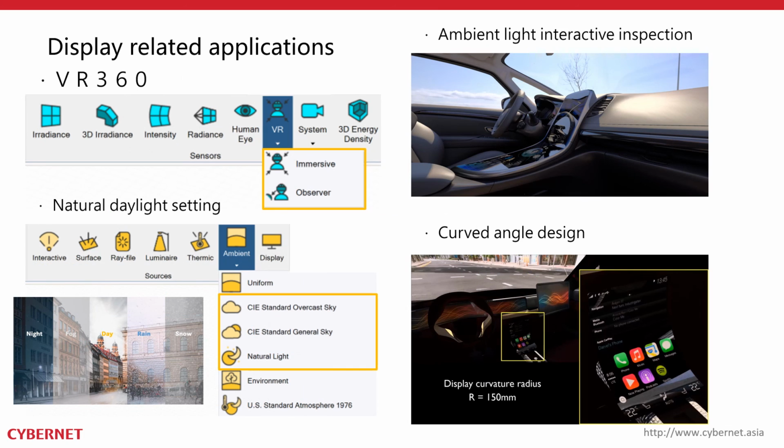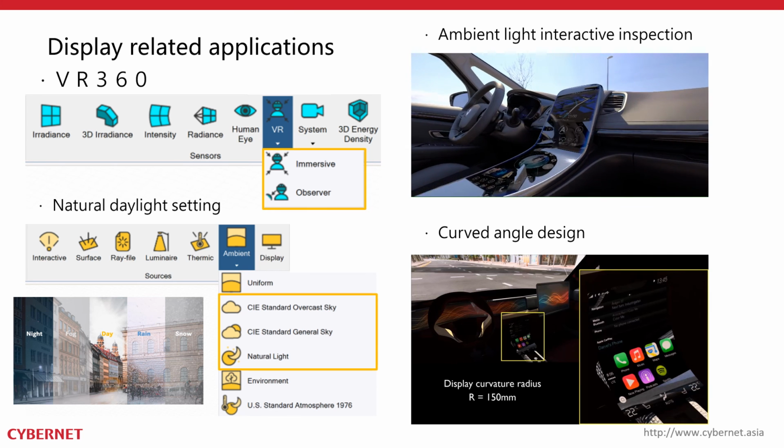The next application will be on curve design setting. In this example, we will be using two functions, the VR360 and natural daylight setting. Earlier, I have demonstrated the VR360 function for viewing different angle. In the natural daylight setting, user is able to set the ambient in accordance to CIE standard. So far, SPEOS is the only software that is certified by CIE.